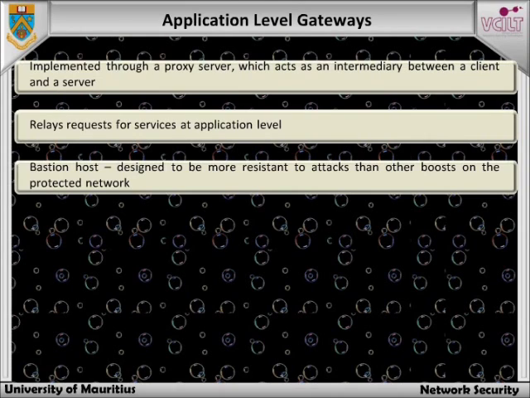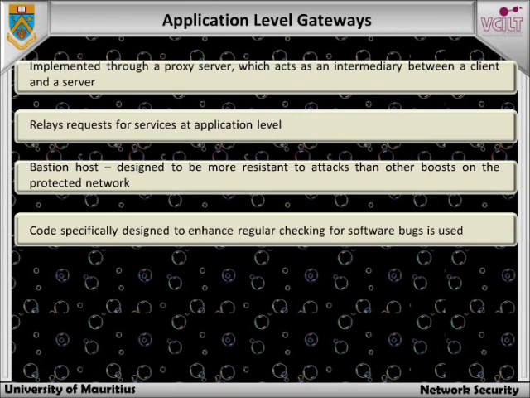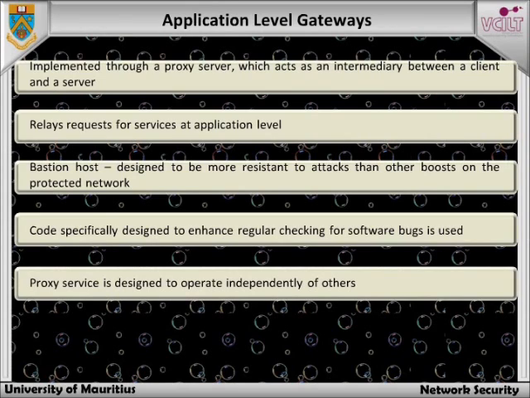An application-level gateway provides code specifically designed to enhance security. Regular checking for software bugs is used, and each proxy service is designed to operate independently of others so that installation or removal of a service can be undertaken without affecting other services. Viruses and worms may also be screened.